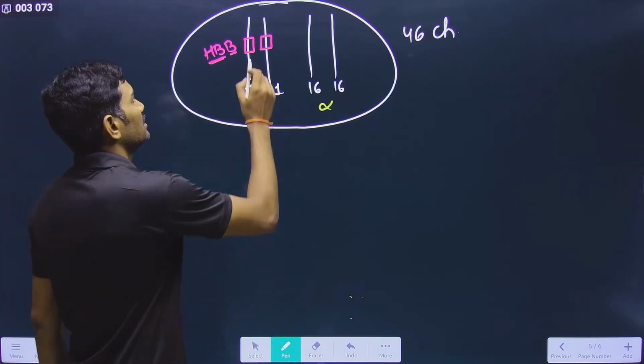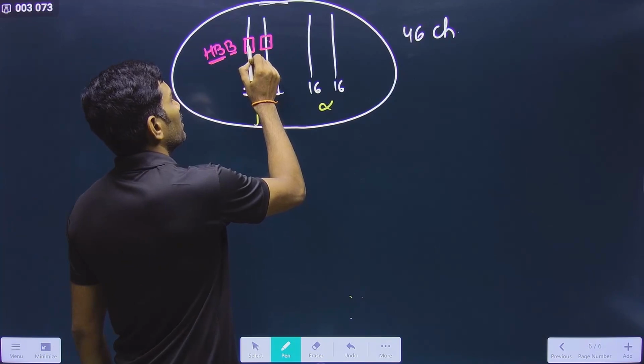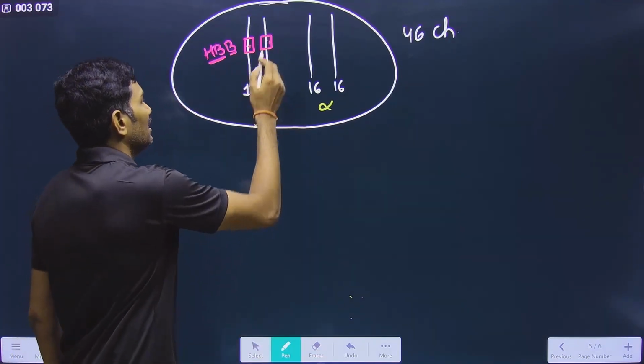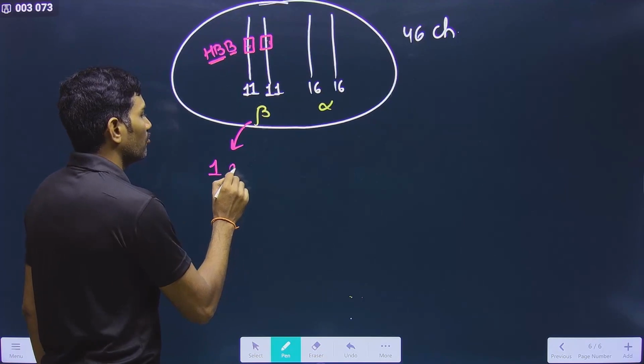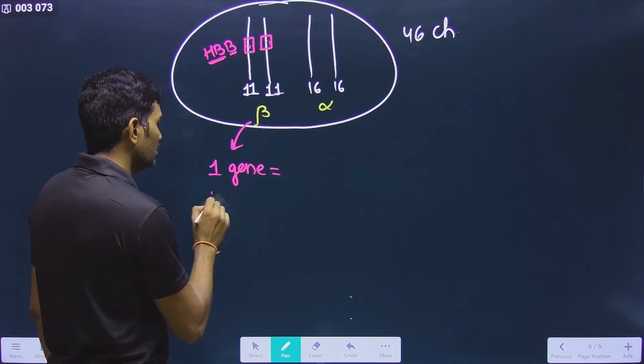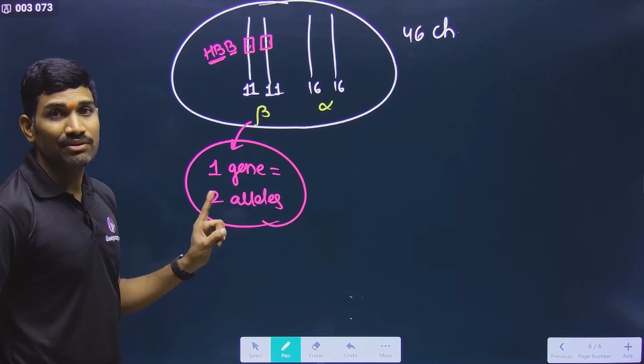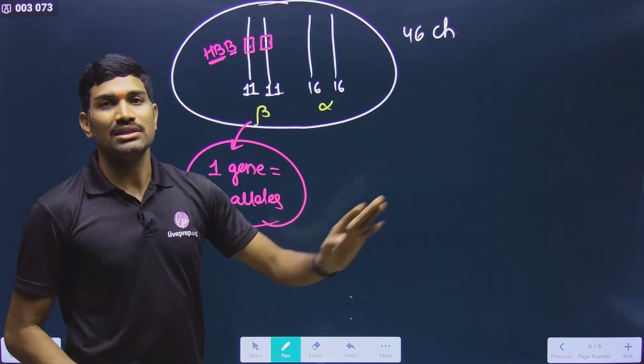One gene is present but it is having two copies, one copy on the paternal chromosome, one copy on the maternal chromosome. That's why these two are called alleles. So for beta chain, one gene, that means two alleles are present. Two alleles are present. Remember this information at least. Anyhow, in genetics we will study this here.